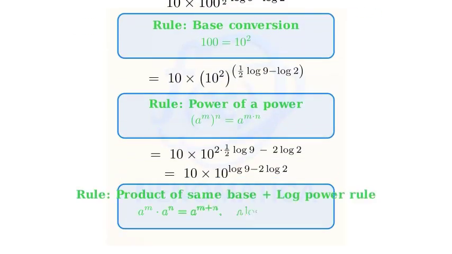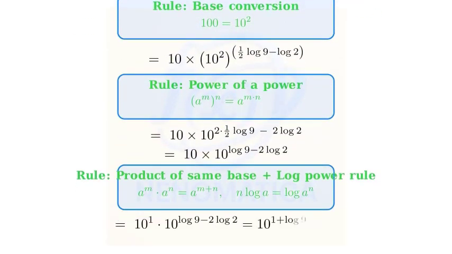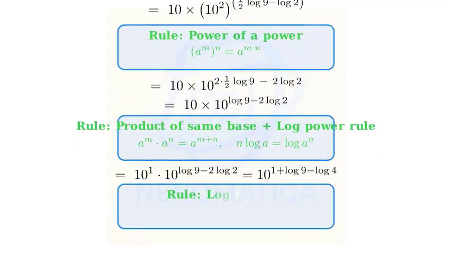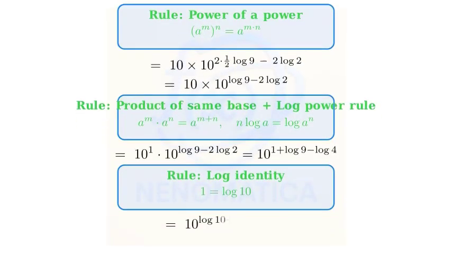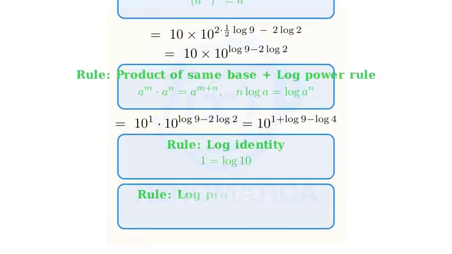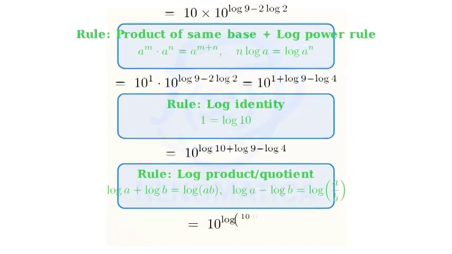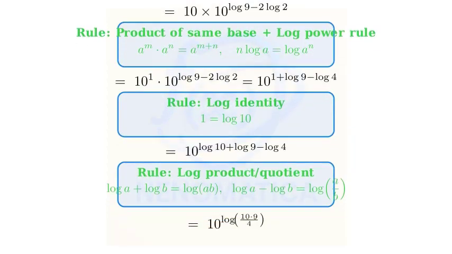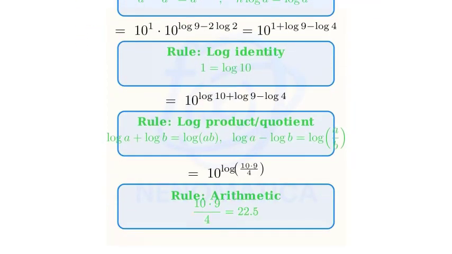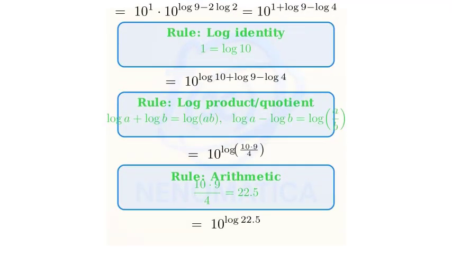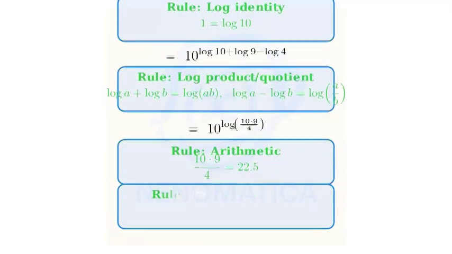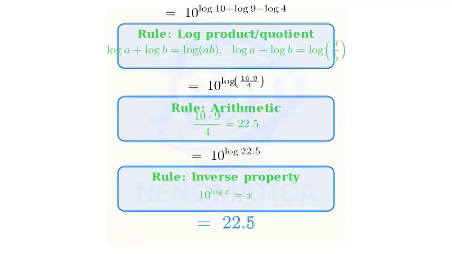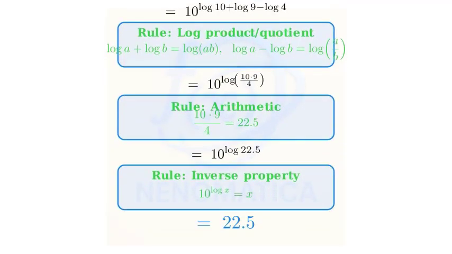Now, multiply 10 by 10 to a power by adding exponents. The first 10 is 10 to the 1. Also move the 2 inside the logarithm, using the power rule, to make log 4. Replace the 1 with log 10 to prepare for combining all logarithms together. Combine the logarithms. Addition becomes multiplication and subtraction becomes division. Compute the arithmetic inside. 10 times 9 divided by 4 equals 22.5. Finally, apply the inverse property of base 10 logs. 10 to the log of x equals x.